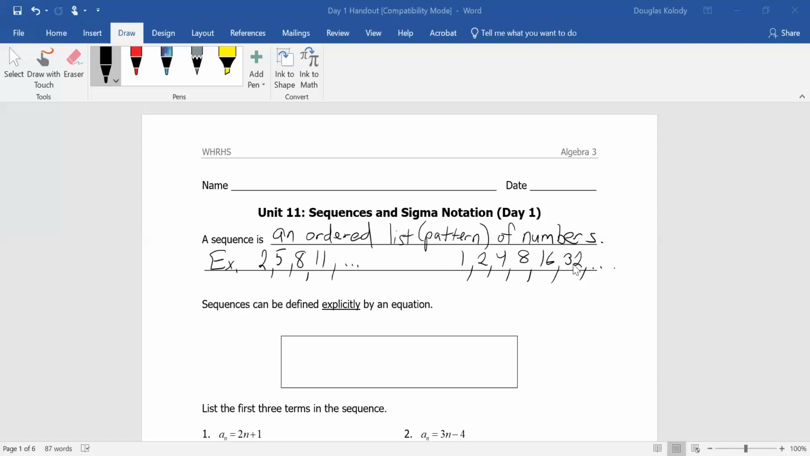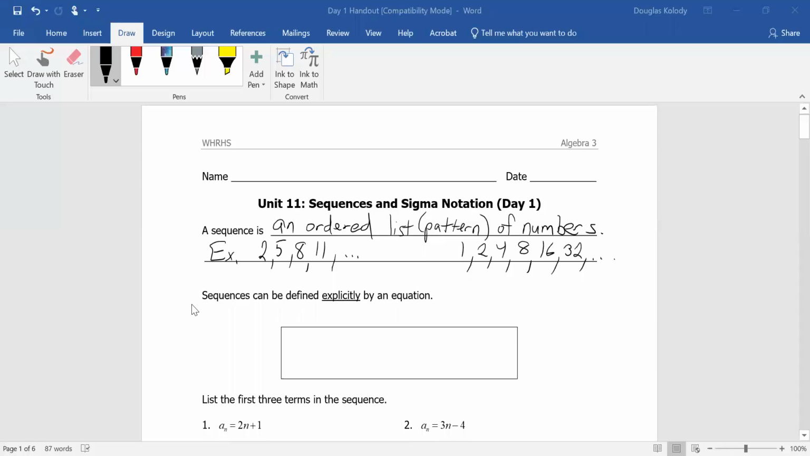So a pattern can be found by adding, by subtracting, by multiplying, by dividing, and by doing many other things as well, by squaring things, any kind of pattern. So we're going to talk about 2 different types of pattern over the next few days. One pattern where you add and one pattern where you multiply. But in general, anything with a pattern is a sequence.